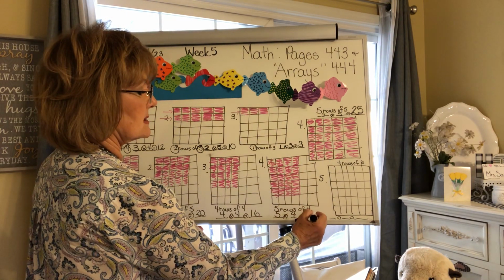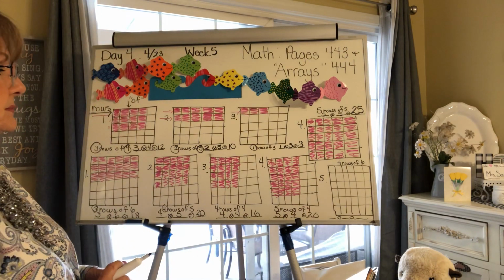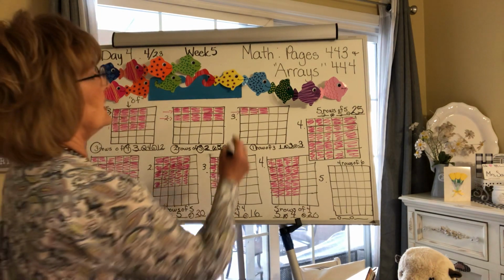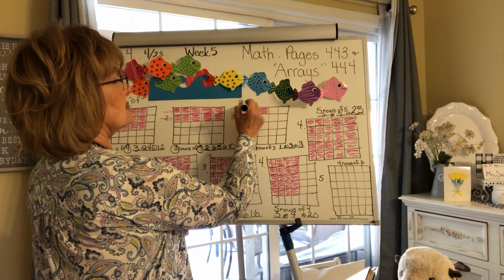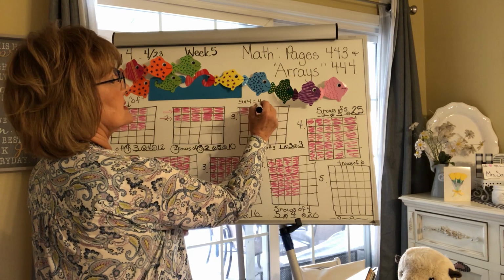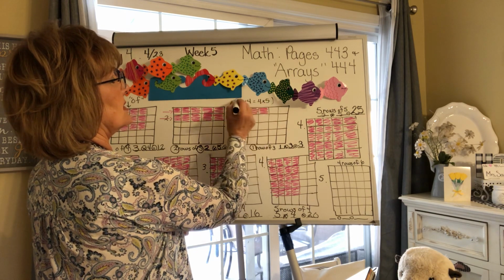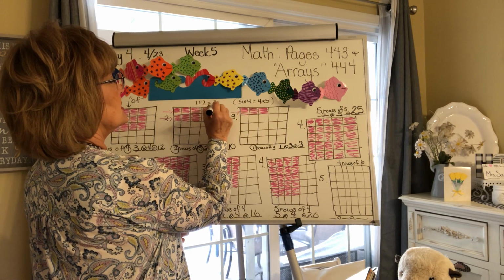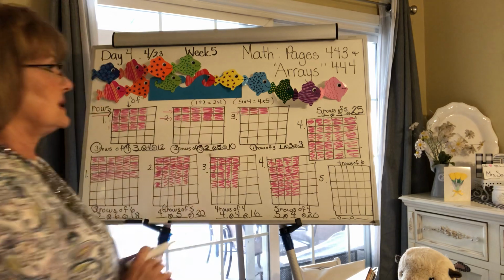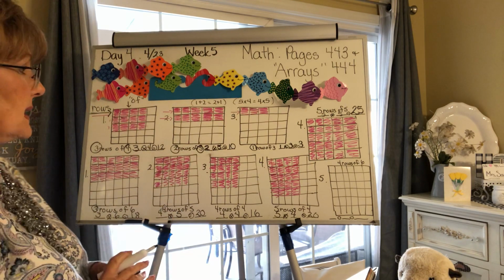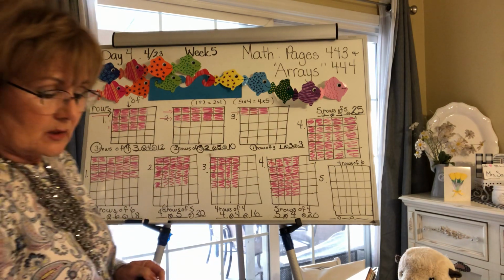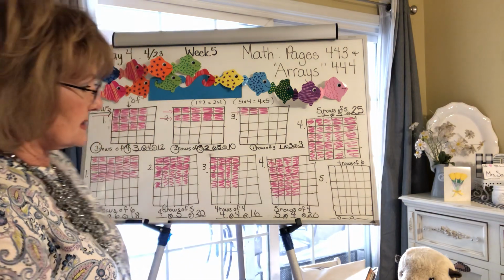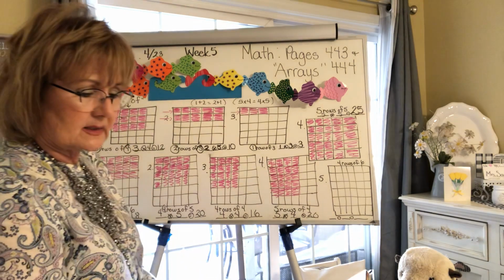So it is 20. So another thing we're going to learn is that 5 times 4 is the same as 4 times 5. Just like 1 plus 2 equals 2 plus 1, right? That means they are equivalent. They are the same.